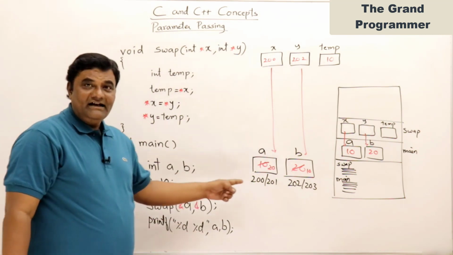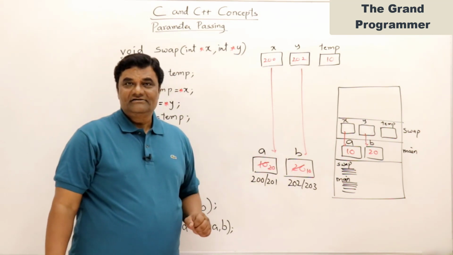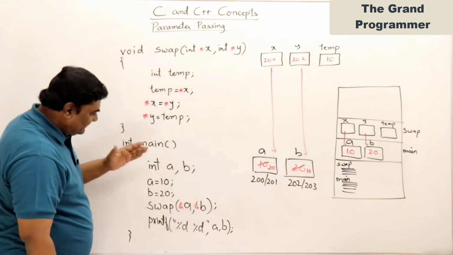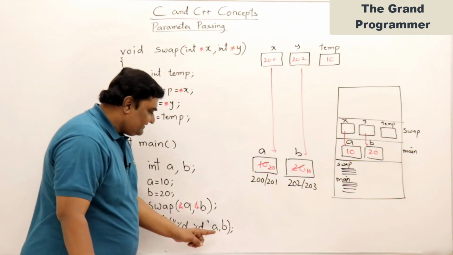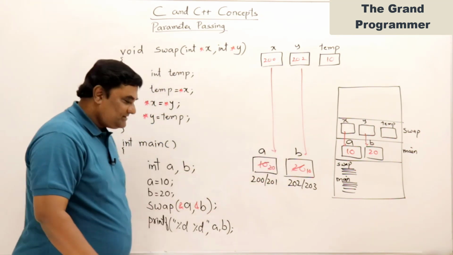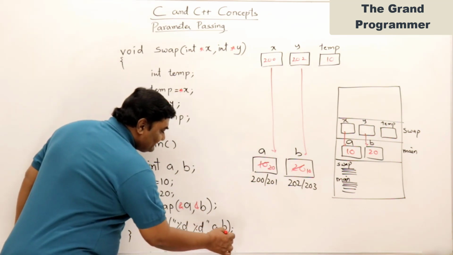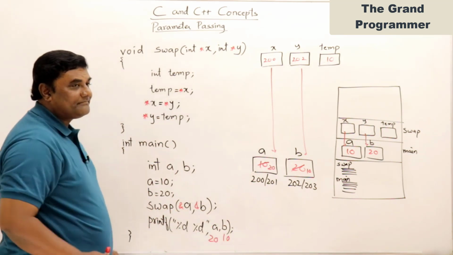Now you can see that the actual variables are modified. So when the function ends, control comes back, and when it prints, the value of a is 20 and the value of b is 10. So this is 20 and this is 10. So yes, these are swapped.